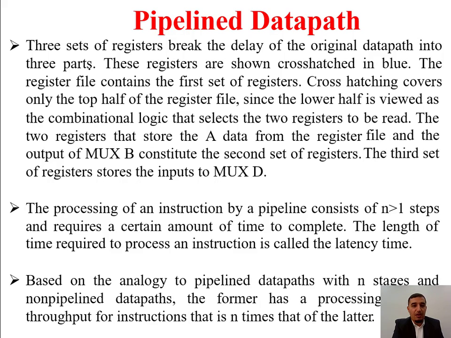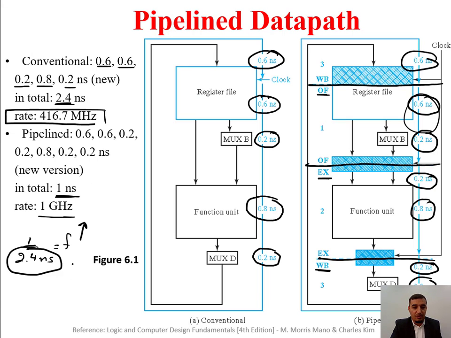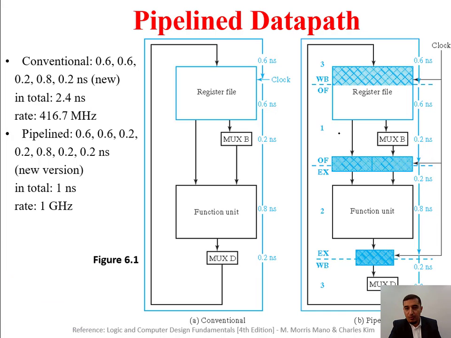In order to do this, we need 3 sets of registers, and these registers are as follows. We need this part, the hashed part, which is part of the register file, and these pipeline registers, and these pipeline registers.